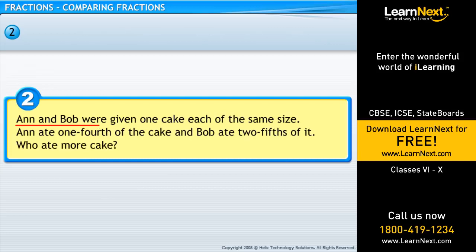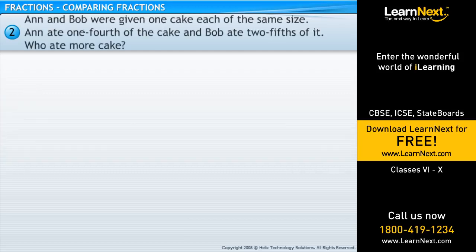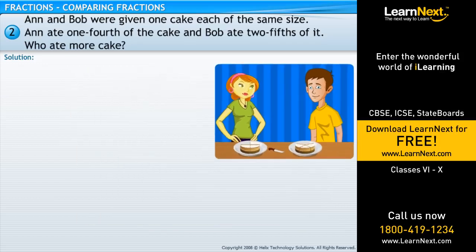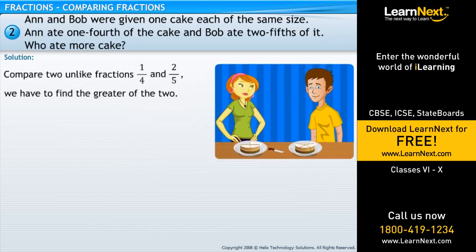Anne and Bob were given one cake each of the same size. Anne ate 1/4 of the cake and Bob ate 2/5 of it. Who ate more cake? To find who ate more cake, we compare the two fractions. These fractions are unlike fractions because they have different denominators. First, we find the LCM of the denominators 4 and 5, which is 20.